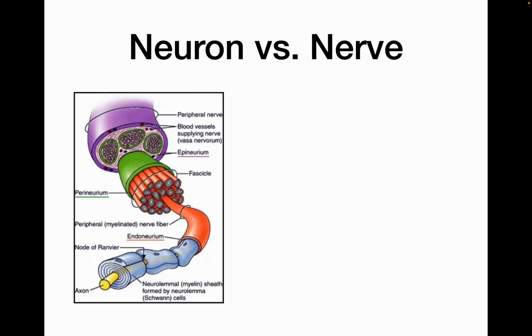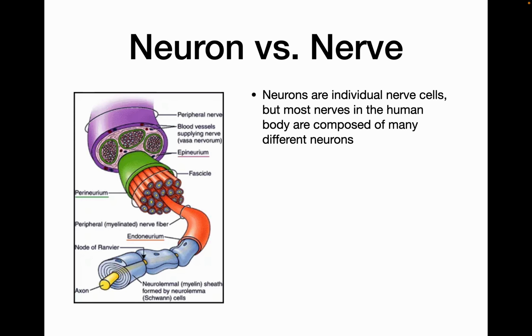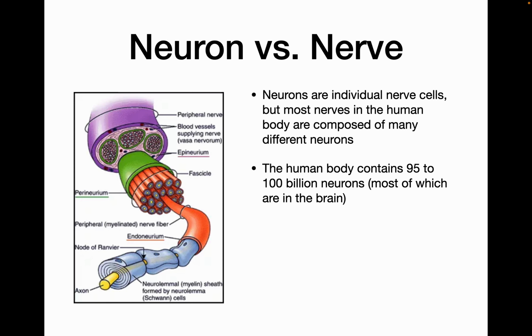Okay, now I want to take a minute and clarify the difference between a neuron and a nerve, because students often mix these two up. So neurons are individual cells. So here is the axon of a single neuron. Okay, but most nerves in our bodies are made of many neurons all connected together. So we can see in the picture here, this is a peripheral nerve, and it has inside it blood vessels and then bundles of neurons. So all these bundles, every single segment is a separate neuron.